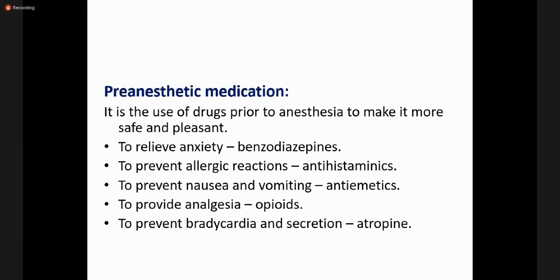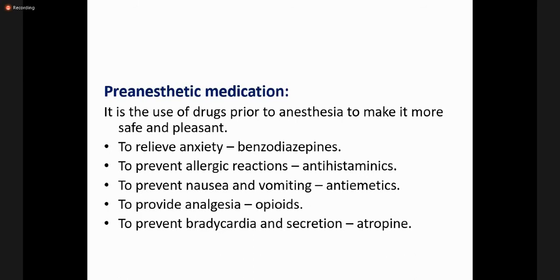and to prevent nausea and vomiting, because in some patients, when they think about the surgical procedure, they become nauseated, and when we prepare the patient in the OT, nausea and vomiting can be stimulated, right? To avoid this problem, to prevent nausea and vomiting, we can use antiemetics. To provide analgesia, generally we use which group? The opioids group that we can use to provide analgesia.